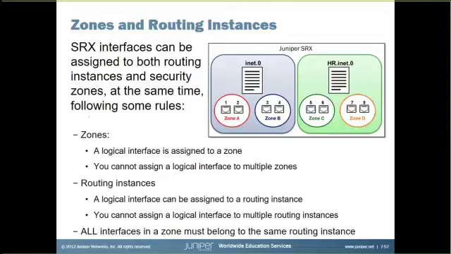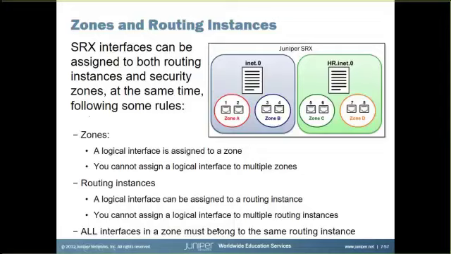Zones can be applied, or a logical interface can be assigned to a zone. We know that. And a logical interface, gig 0/0/0.100, it's a logical interface, cannot be part of multiple zones. In the same way, logical interfaces can be assigned to one and only one routing instance. And then they tell you that all interfaces in a zone must belong to the same routing instance.